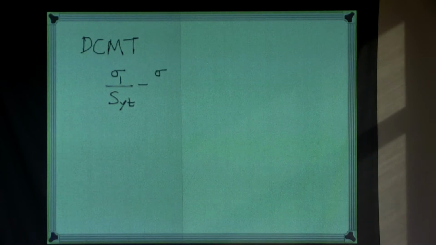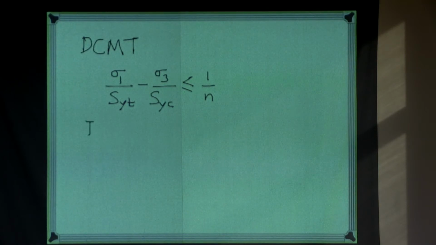let's write the form for DCMT, and that is sigma 1 divided by S_YT, yield strength in tension, minus sigma 3 divided by the yield strength in compression, is less than or equal to 1 divided by N. That is your safety condition according to the ductile Coulomb theory.